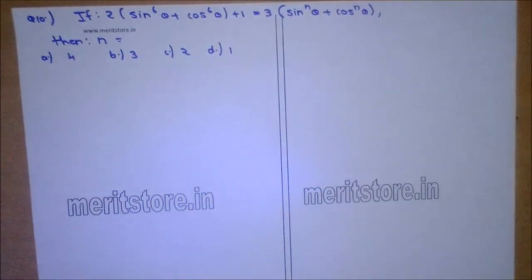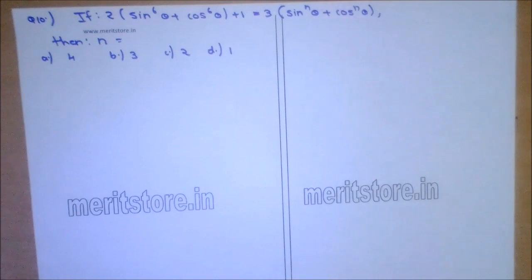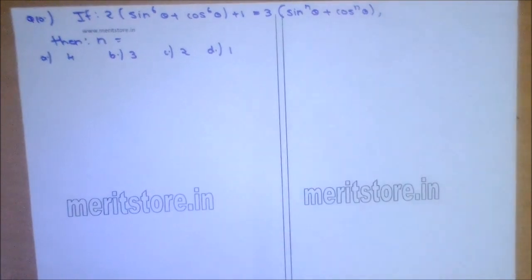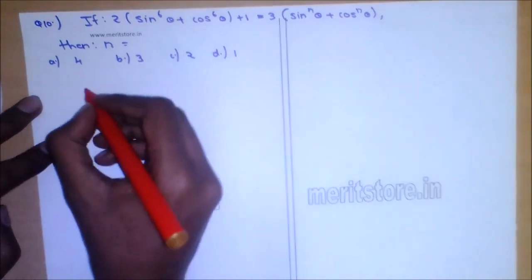The question is, if 2 into sine raised to 6 theta plus cos raised to 6 theta plus 1 equals 3 into sine raised to n theta plus cos raised to n theta, then what is the value of n? The options are 4, 3, 2 and minus 1. So first we simplify the LHS.